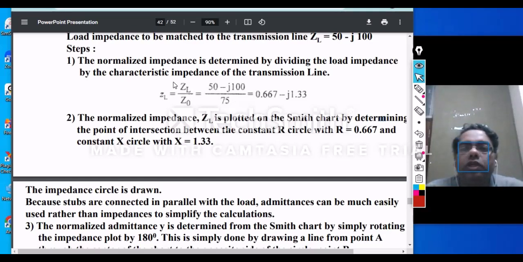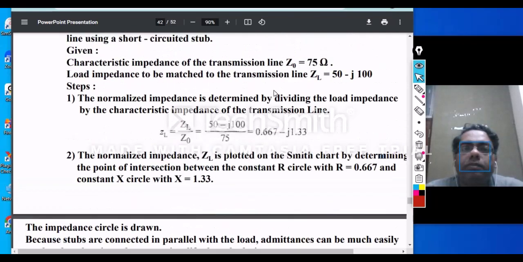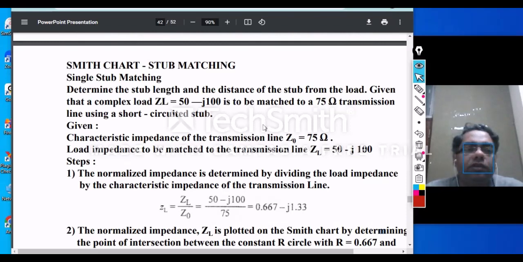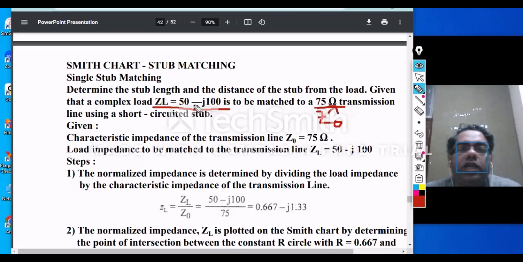Okay, so I am going to demonstrate single stub matching using the Smith chart. We have already started the theory behind single stub matching, and today we will see how we can solve a single stub matching problem using the Smith chart. The problem given is that we have the load ZL = 50 − j100, and it has to be matched to a 75 ohm transmission line. So the characteristic impedance of the transmission line Z0 is 75 ohm and ZL is this.